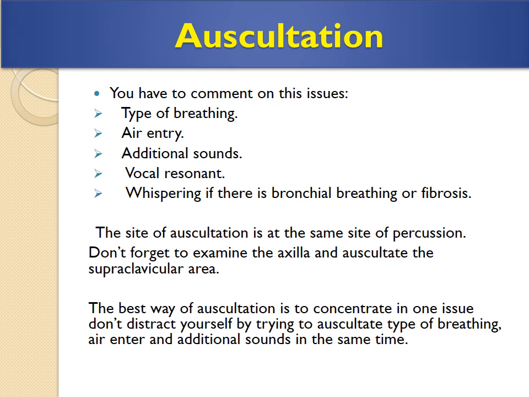After you make auscultation and give me these 3 items, please also test vocal resonance. Just tell your patient to say 99, and if you find that 99 is increased over all levels, please again don't forget to auscultate the axilla. Do whispering if you found bronchial breathing. So the items of auscultation are the type of breathing, whether air entry is diminished or not, additional sounds like wheeze, crackles or pleural rub, and vocal resonance and whispering.